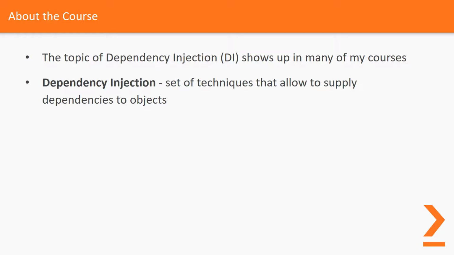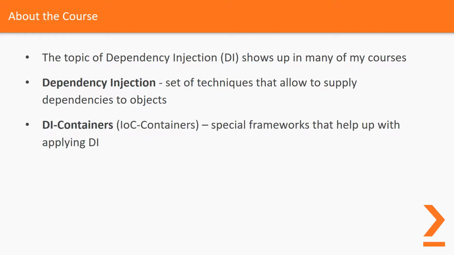Dependency injection is the set of techniques that allow to supply dependencies to objects. Actually, if you have ever passed dependencies via constructors, then you apply the so-called constructor injection. Dependency injection is simple and difficult at the same time. On one hand, DI is comprised of simple techniques, and on the other hand, when we need to bring DI to the next level, we need to make things more complicated using the so-called DI or IoC containers. These are frameworks which perform dependency injection automatically.